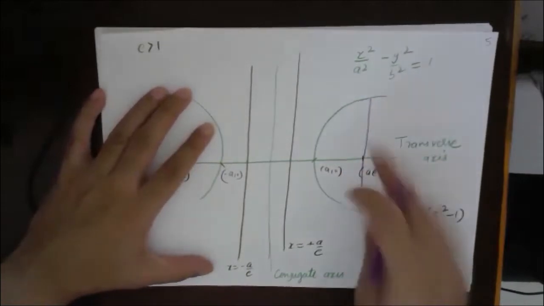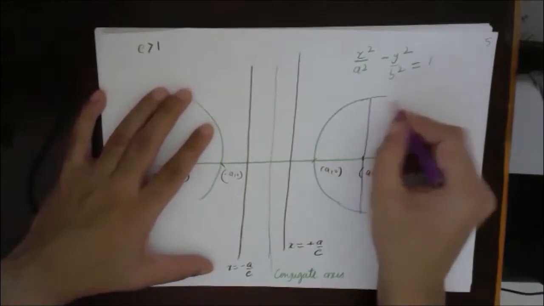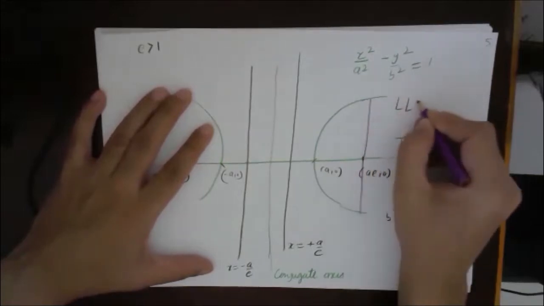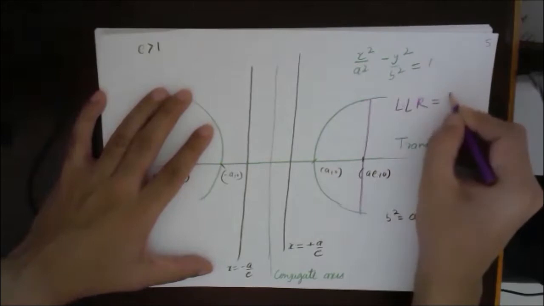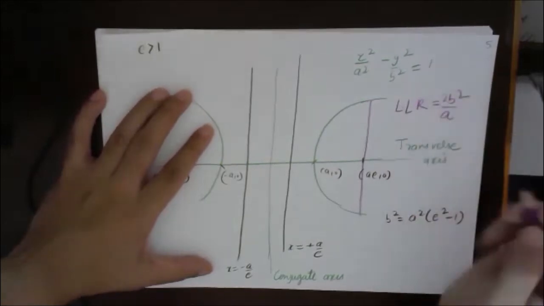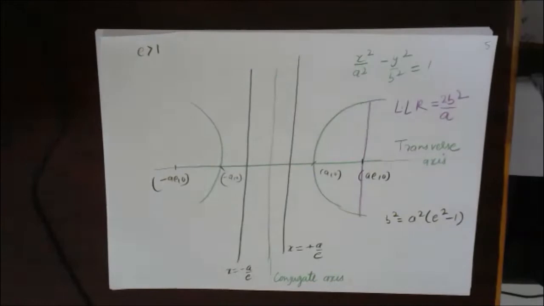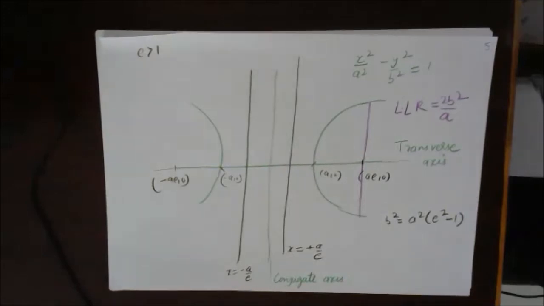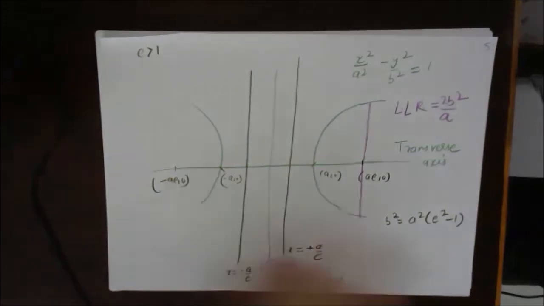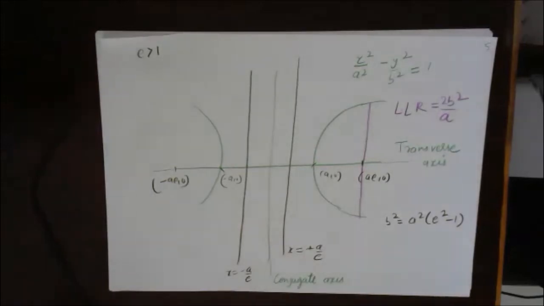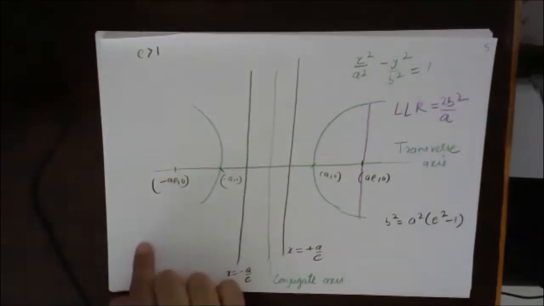In this case also, the length of the latus rectum is 2b square by a, similar to the previous one. Still as the previous one, the length of latus rectum will be the same. I hope and assume that you must have already seen this one. After this, we move on to the parametric equation of the hyperbola.